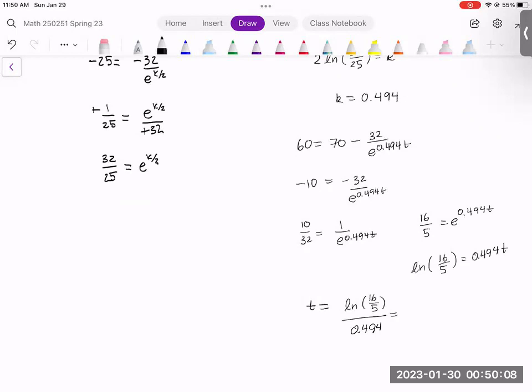And we should keep in mind what our units are going to be here. So we built this using hours. Okay, so the units of this answer are going to be in hours. And so here we see that it's going to take, according to this, 2.35 hours to heat up to 60 degrees. Okay, we should make sure that that matches what we might expect.